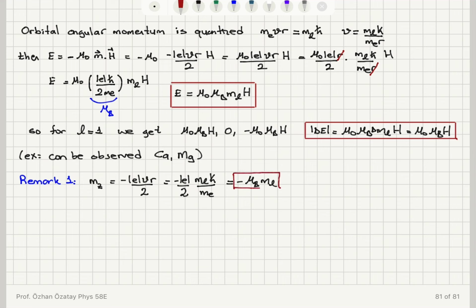So this is an important result, and the sign is important. The magnetic moment mz is opposite in direction to LZ. When I say Z, it's the axis on which I'm applying the magnetic field, so that's projected on the field axis. We have a minus sign here because of the electron charge. The electron charge is negative, so we get the minus sign. Now, another remark I would like to make, the second remark.